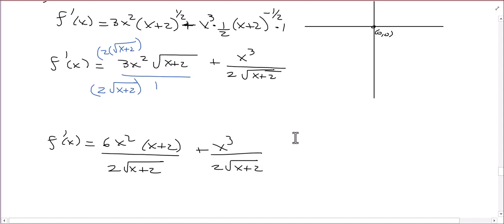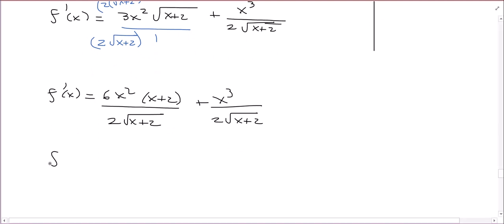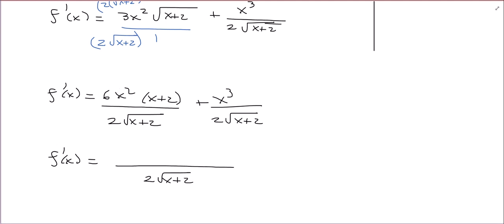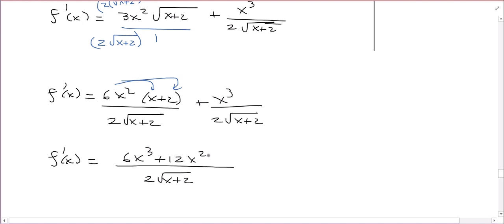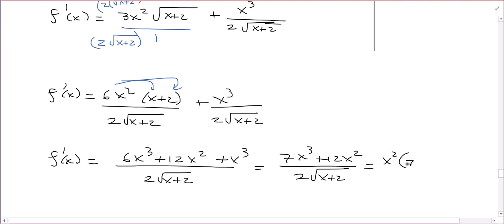Now that they have the same denominator, I can add them. So I'm going to have f prime of x is equal to same denominator. So now I can combine the numerators. As I combine the numerators, I'm going to distribute as I go to save some steps. So I'm going to have 6x cubed plus 12x squared, and then plus this x cubed, which gives me then 7x to the third plus 12x squared over that denominator. Factor out the x squared on the numerator, and we'll have just 7x plus 12 over 2 root x plus 2.